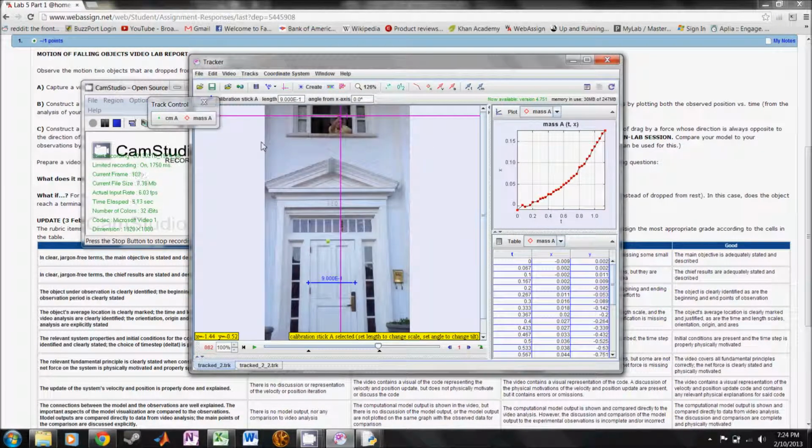Today in Tracker we're going to be modeling the motion of a tennis ball as it falls and paper as it falls, with paper having a much faster trend towards terminal velocity due to heavier air resistance.